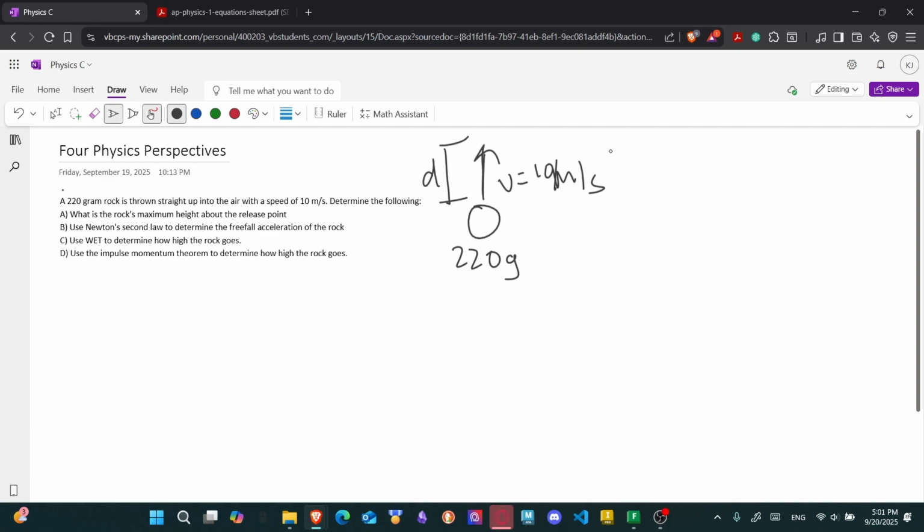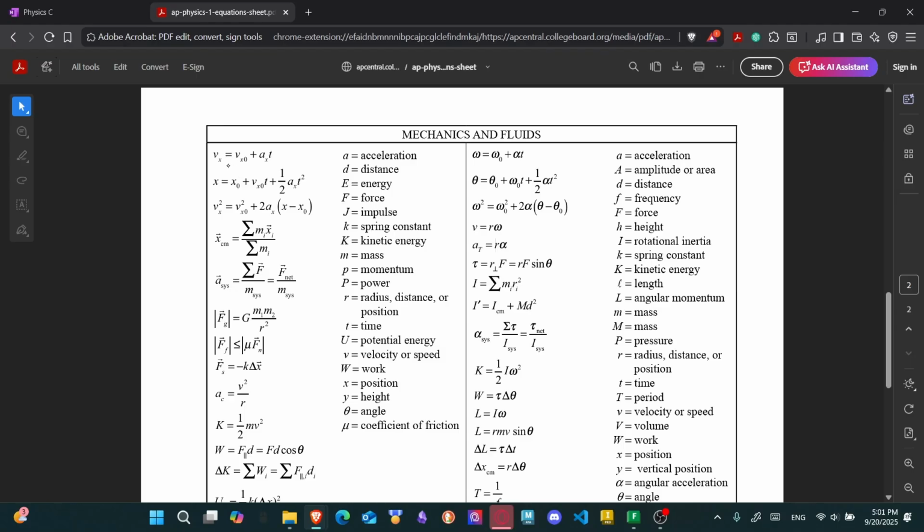Okay, so we would need to find an equation that would best suit this question. Finding max height, we don't have acceleration. We have initial velocity and we have the mass of the rock. So which equation would best suit the question? It would not be this equation or this equation because they both have time and we're not given time. The only equation that doesn't need time is this equation.